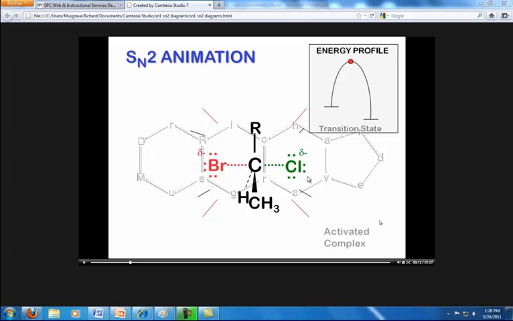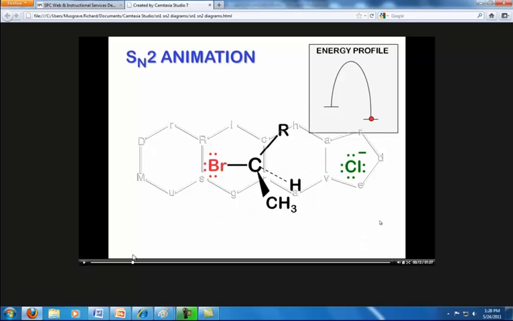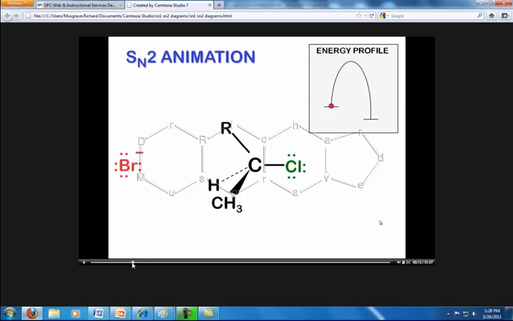This is very high energy, and the reason you would know this is high energy is because you've got a carbon here that effectively has 5 bonds attached to it. Then as the Cl leaves and moves away, the energy goes down to what we have here, and that's the product. Alright, so that's for SN2.